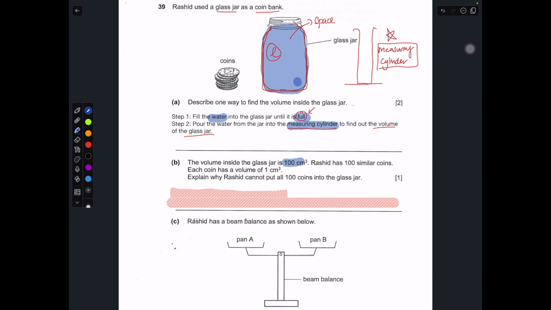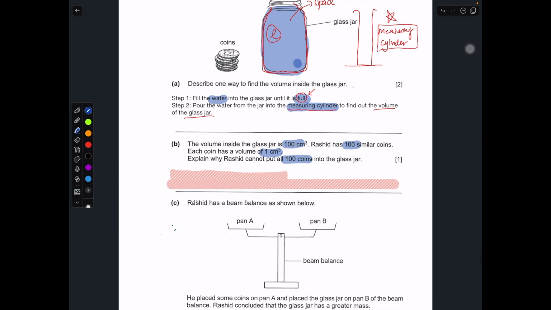So if he has 100 similar coins, each of them costs 100 centimeter cube. Why can he not put all the 100 coins into the glass jar? This is because when you place them into the glass jar, the coins cannot fit nicely, because the coin, remember, is a solid. It has a definite shape.